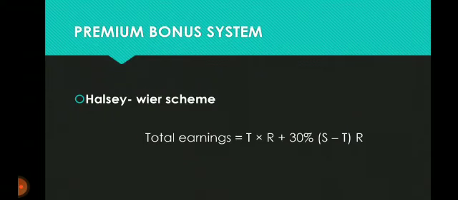Halsey-Weir scheme. In this method, worker gets bonus at 30% of time saved. Except for this change, Halsey and Halsey-Weir plans are similar.